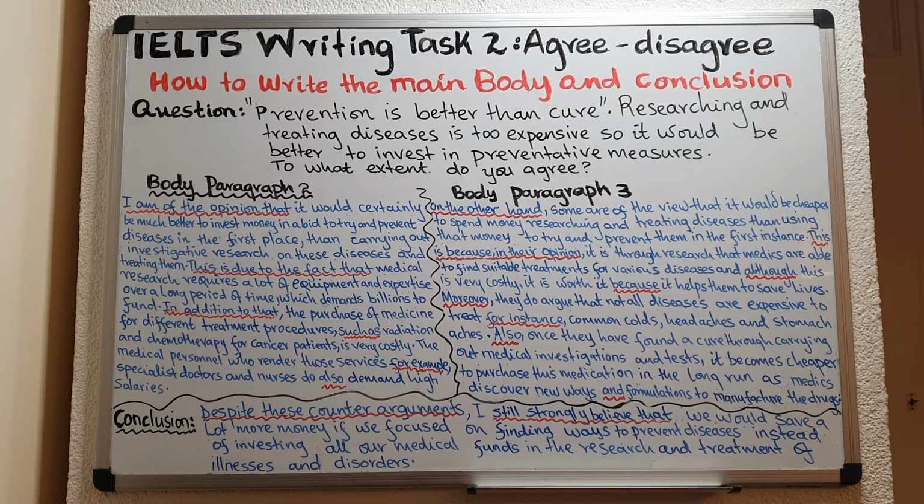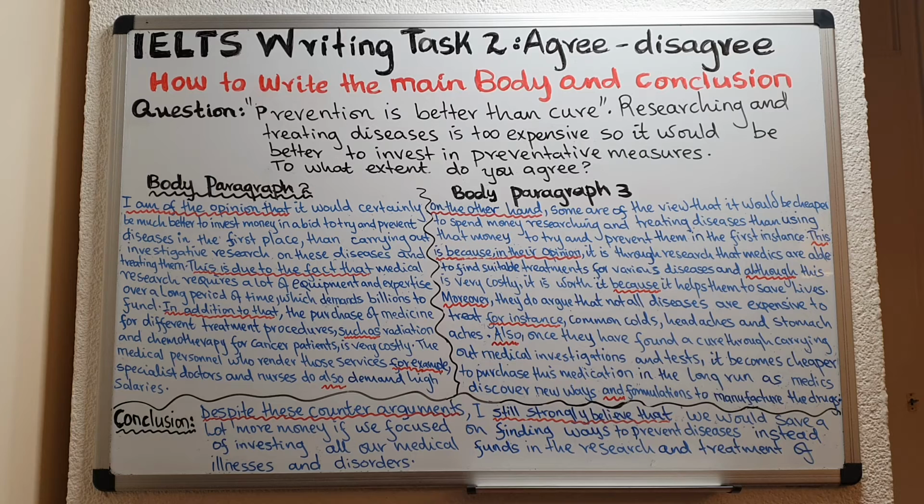So once I have written I am of the opinion that, then I rewrite the IELTS statement in my own words to make sure that I reflect the same opinion. I am of the opinion that it would certainly be much better to invest money in a bid to try and prevent diseases. So I agree that it is better to invest money trying to prevent diseases than carrying out investigative research on these diseases and treating them. And that is exactly the same opinion as in the IELTS statement. After that, I'm going to give my reasons.